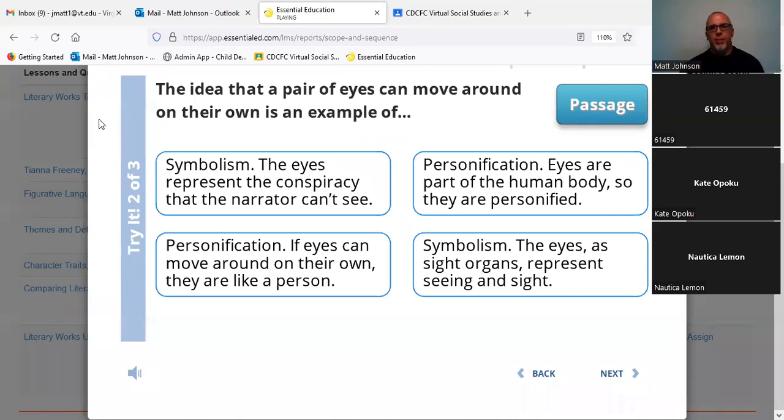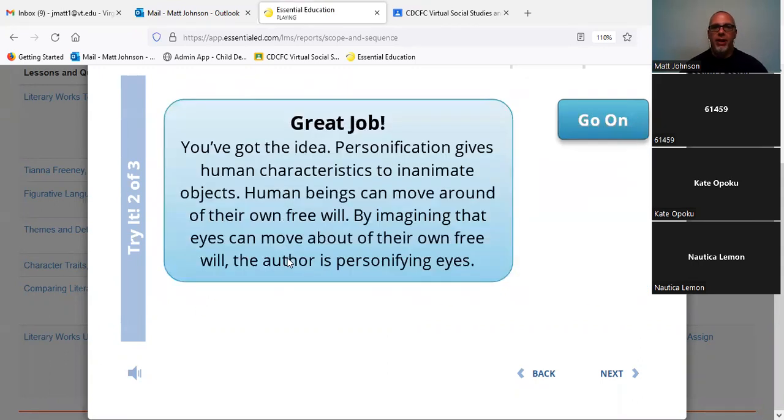Yeah, so this is personification, right? If eyes can move on their own, eyes are part of your body. They are not your whole body, and eyes alone are just a thing. So giving them other qualities because they move around on their own or something like that is giving them a quality of a person. So if eyes can move on their own, that would make them like a person. Great job. You've got the idea. Personification gives human characteristics to inanimate objects. Human beings can move around of their own free will. By imagining that eyes can move about on their own free will, the author is personifying eyes.